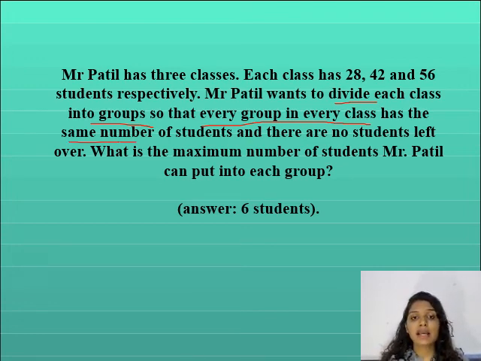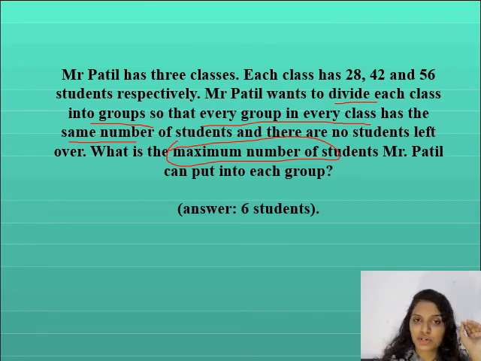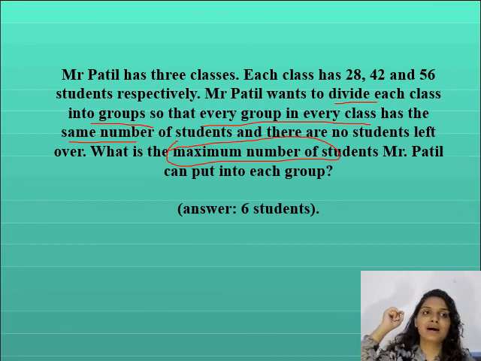And then they are asking what is the maximum number of students. So maximum number of students is giving us a hint that the question is asking us for the greatest common factor. For the greatest number, we have to apply the concept of HCF here. So the question is open for you. Write the factors of 28, 42 and 56. Select the common factors and then select the greatest common one. The answer will be 6, but yes, you need to solve this question in your notebook first.